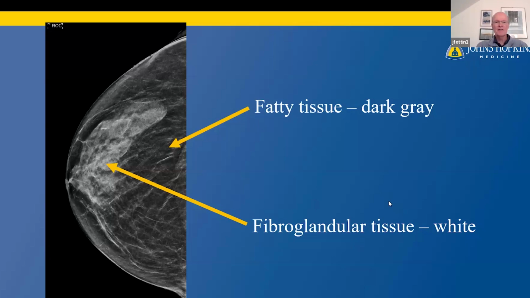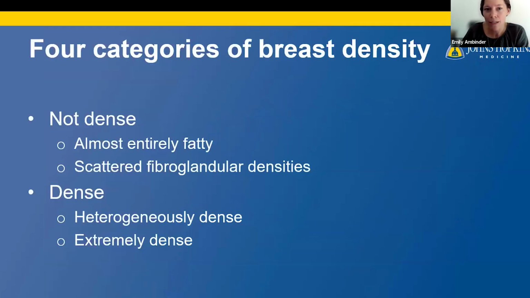And Danielle had told us before, Emily, that the fibroglandular tissue is what results in breast density. Is that right? Yeah, so I wanted to show some more examples. So this is a patient with about middle breast density. When we talk about breast density, we break it down into 4 separate groups. So we have the not dense categories, which include almost entirely fatty and scattered fibroglandular densities. And then we have the dense categories, which are heterogeneously dense and extremely dense. And I think it's helpful to see the 4 categories so you can see what we're talking about when we're actually looking at a mammogram.